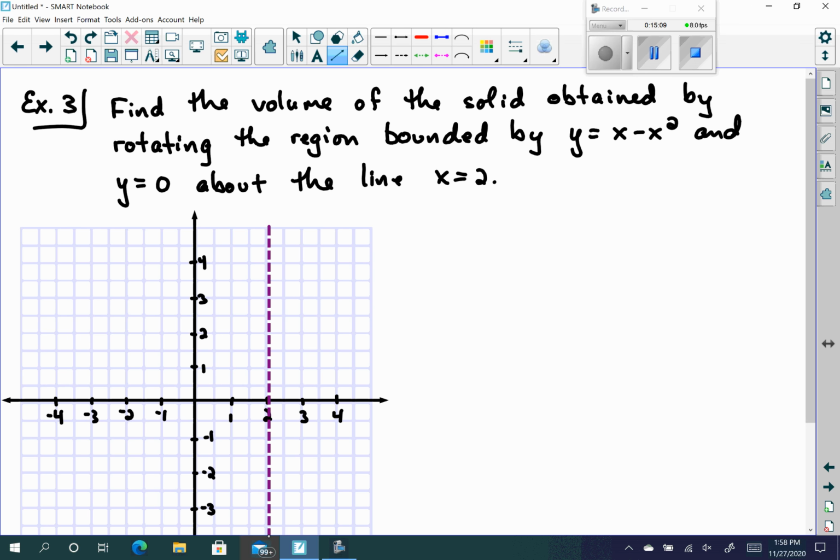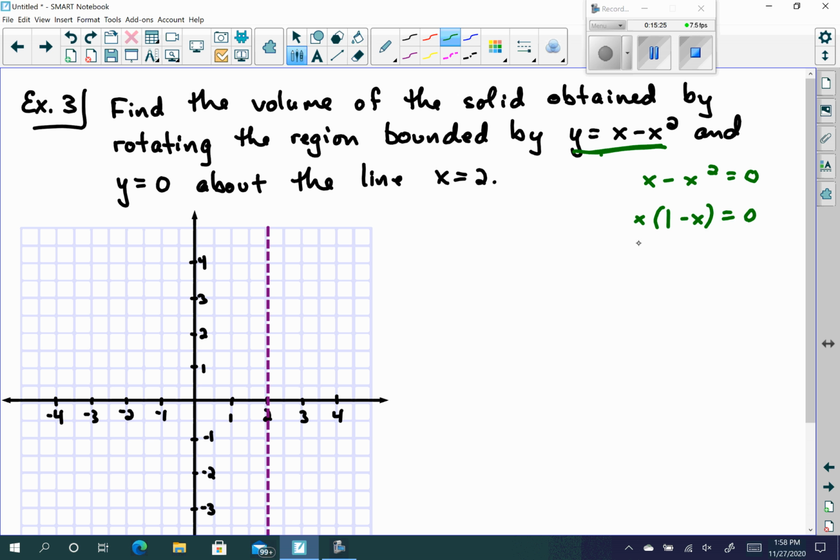So that's going to be the line we're going to revolve this around. Now in order to graph y equals x minus x squared, let's go ahead and find the x-intercepts here. So let's set that equal to 0. Factor out an x, so we're going to get a 1 minus x. Set both of these equal to 0. So x equals 0, and then x equals 1. So we're looking at x-intercepts here and here.